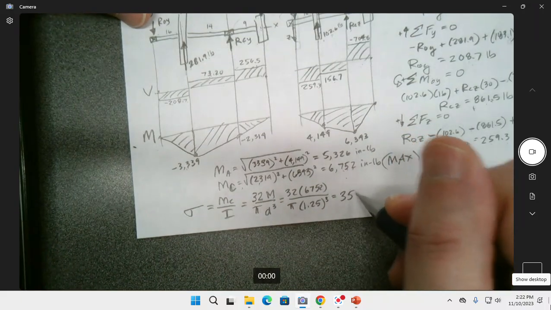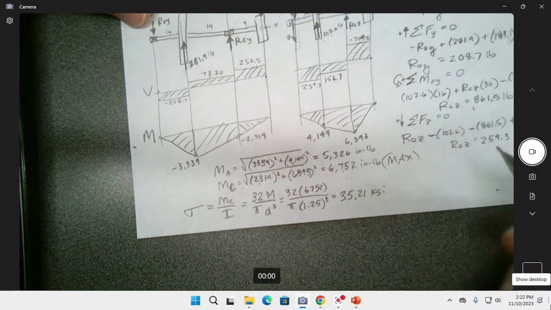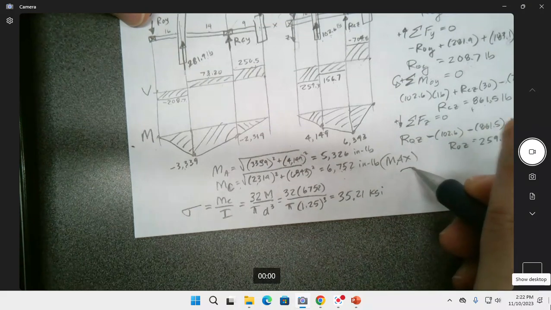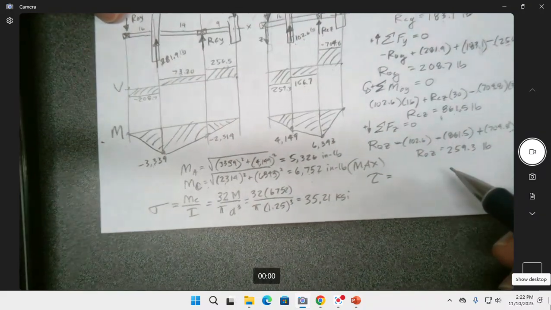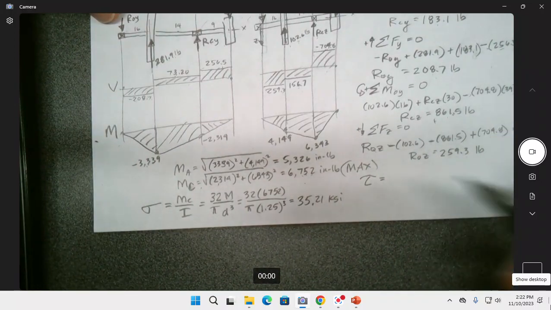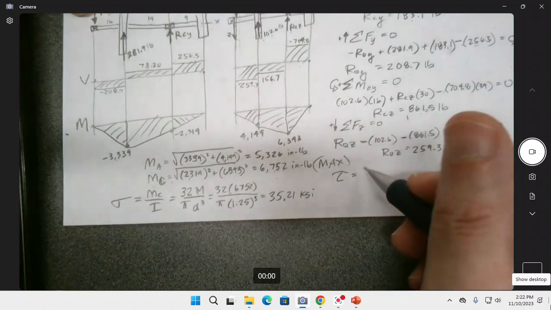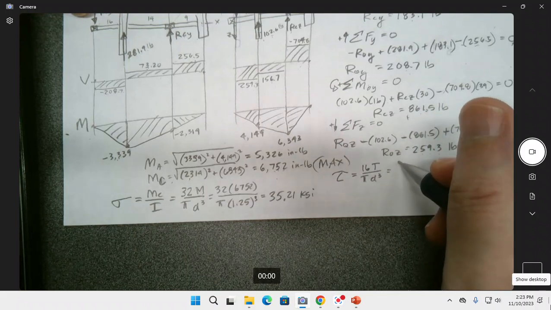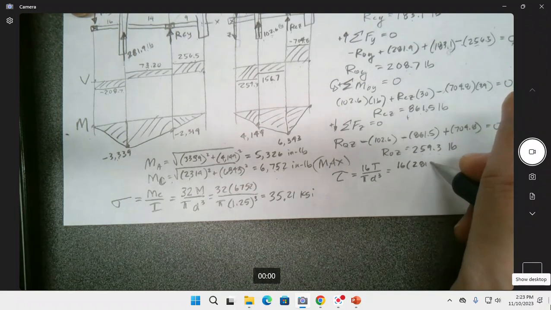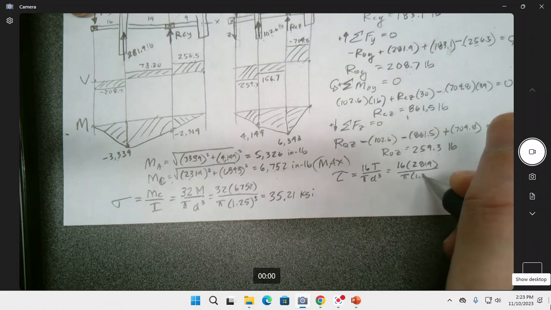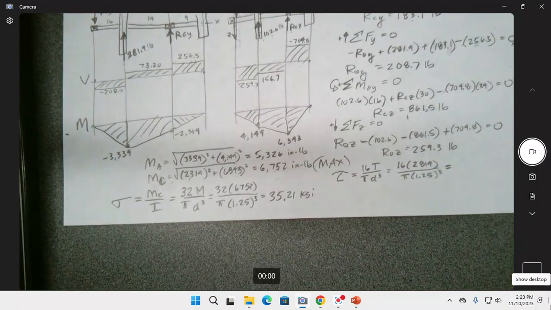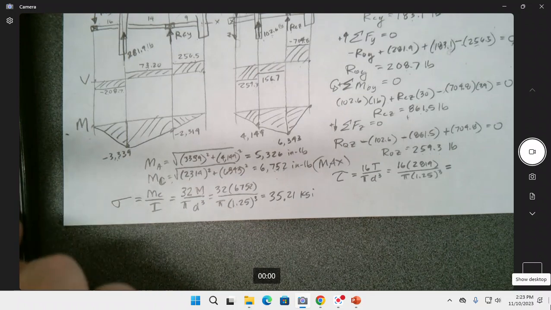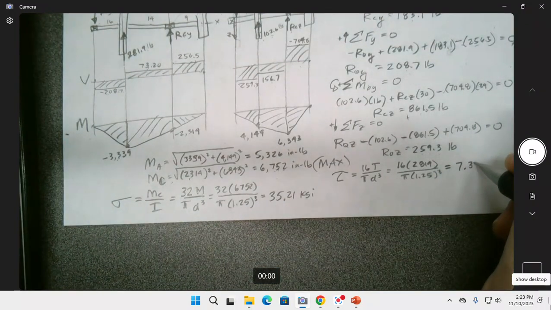So this is 35.21 KSI. And then our shear stress, and we're going to actually have to probably go to another page if we want to complete this all the way, because we learned maximum shear stress theory and distortion energy theory. We could fit it into this little thing out of the side, maybe. I don't know. Now this is 16T over pi d cubed. So 16, and we found the torque to be 2,819 divided by pi and 1.25 cubed. 2819 times 16 divided by pi times 1.25 cubed, boom, boom. And I say this is 35.1 KSI.